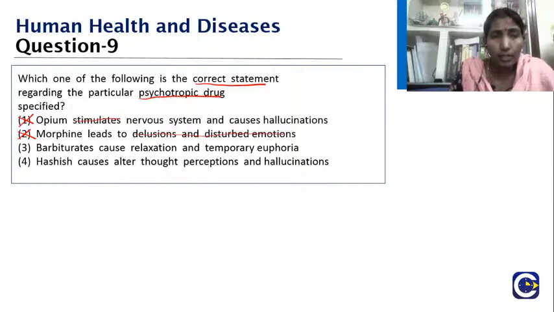Psychotropic drugs means those drugs which alter the mood. Mood altering drugs are called psychotropic drugs, where they act on your brain and alter your behavior, your consciousness and your power of perception.